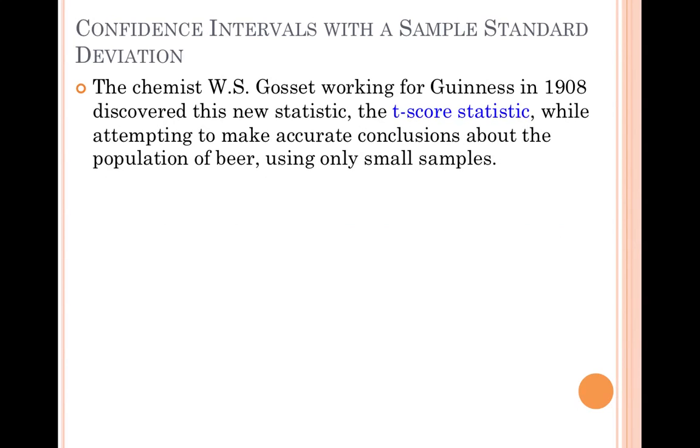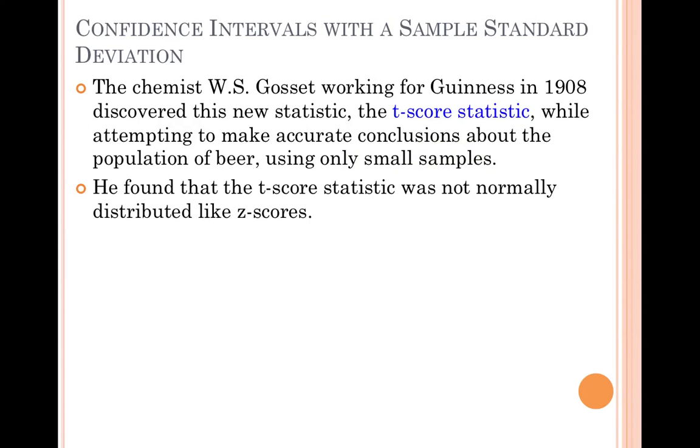It all started when chemist W.S. Gossett worked for Guinness in 1908. He discovered a new statistic that he called the t-score statistic, as opposed to the z-score statistic, while attempting to make accurate conclusions about the population of beer using only small samples. Now, he didn't want to contaminate the entire population of beer, so he used tiny samples of beer. And in using those small samples, he attempted to estimate what the true population parameters regarding the beer were.